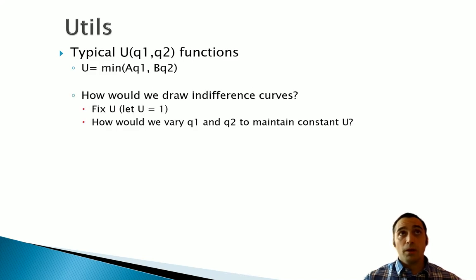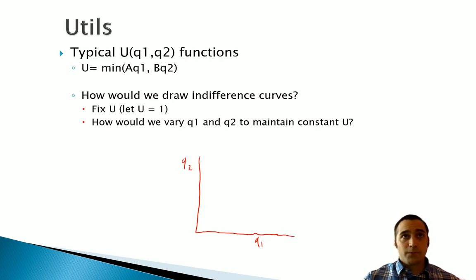Let's do another one. Let's suppose for a minute that our utility is given as the min function of a times q1 and b times q2. That is, observe q1 and q2, find a times q1 and b times q2. The smaller of these two quantities, that's how many utilities we have. Again, take a minute and try to draw what this might look like. For starters, just let utility equal 1. How many q1, how many q2 do we have?